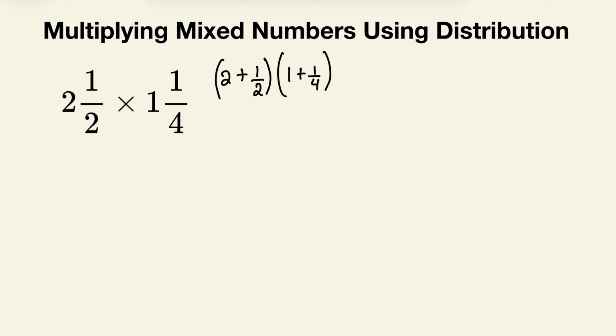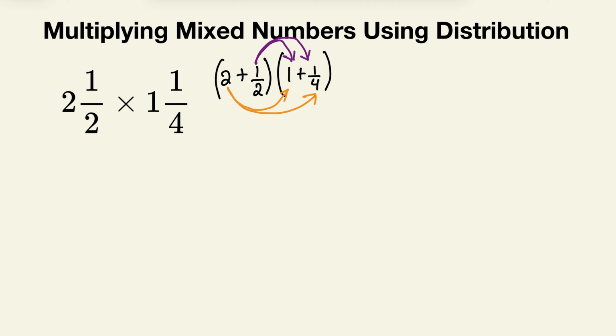The second step then is for us to distribute. And distribution means every term in the first parentheses must multiply by every term in the second parentheses. So that looks like this. So we have 2 times 1, and we have 2 times 1/4. And then we have 1/2 times 1, and 1/2 times 1/4.